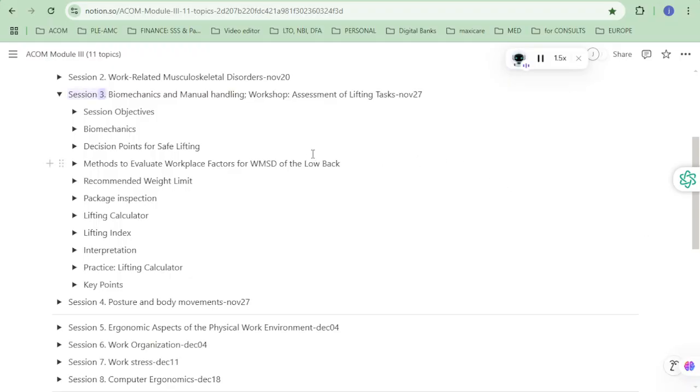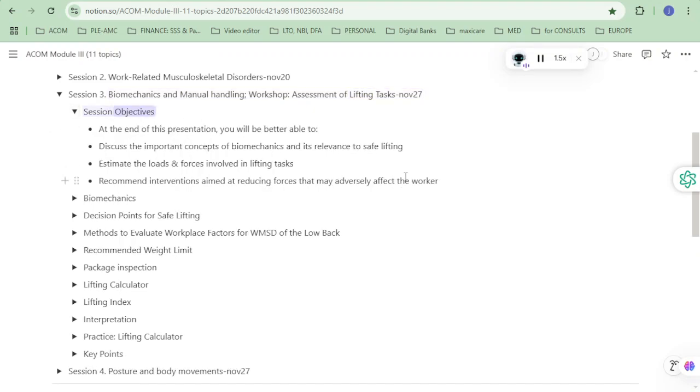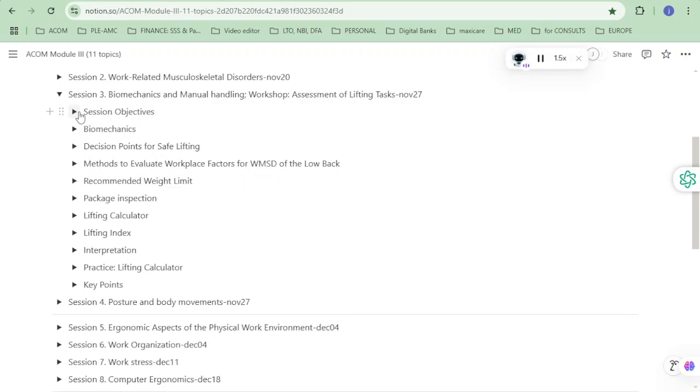Session 3. Biomechanics and Manual Handling, Workshop, Assessment of Lifting Tasks. Session Objectives. At the end of this presentation, you will be better able to discuss the important concepts of biomechanics and its relevance to safe lifting. Estimate the loads and forces involved in lifting tasks. Recommend interventions aimed at reducing forces that may adversely affect the worker.